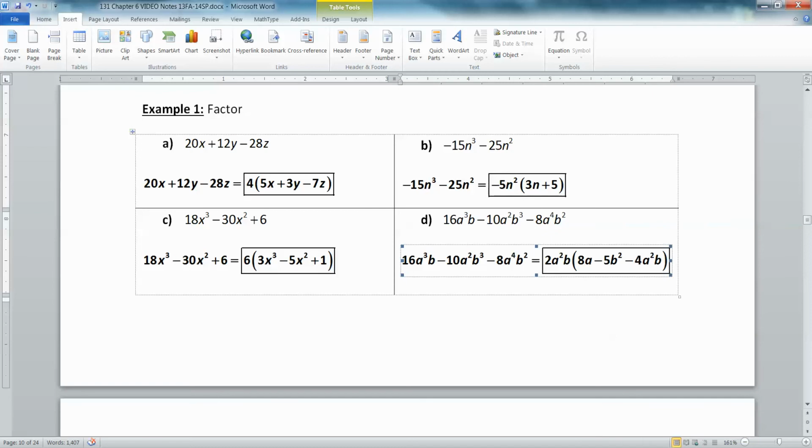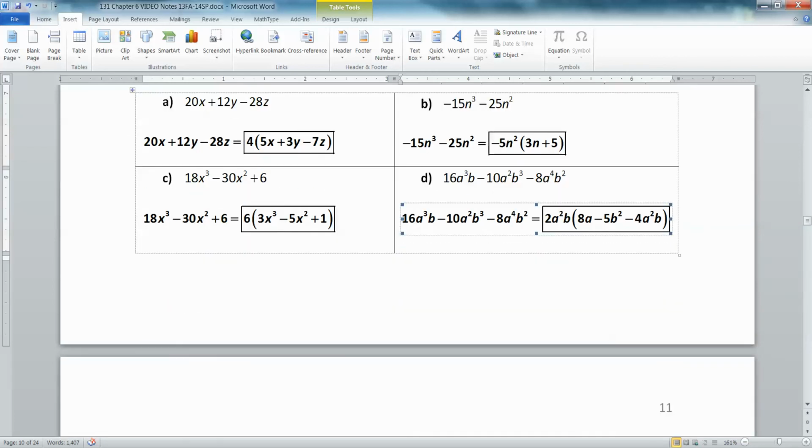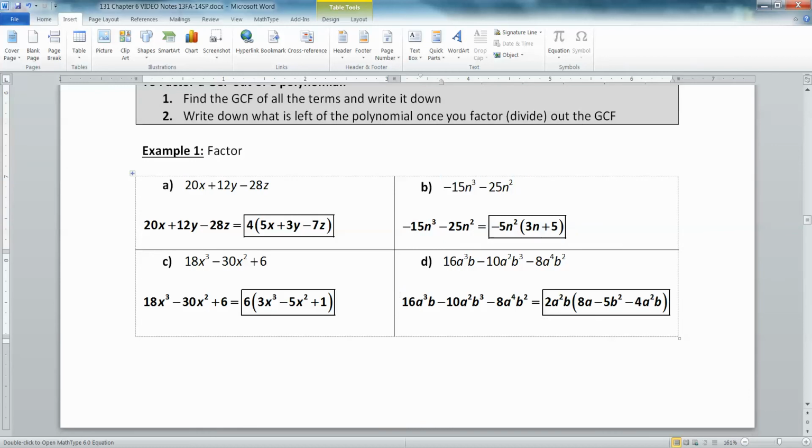All right, so that's GCF factoring, taking out the biggest thing you possibly can from all 3 terms, or more terms if there's more, or less. In this case, there were only 2 for this problem.